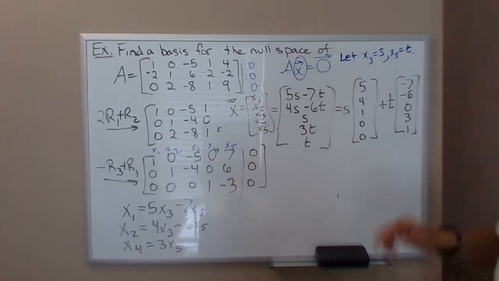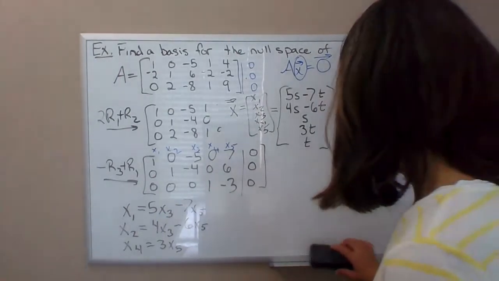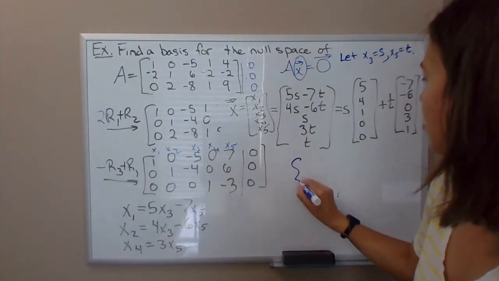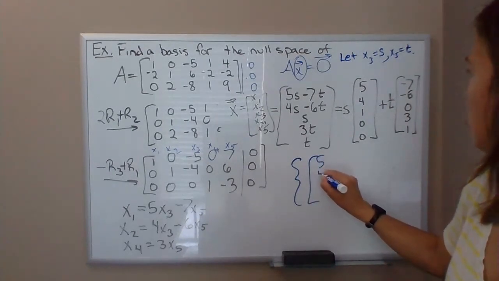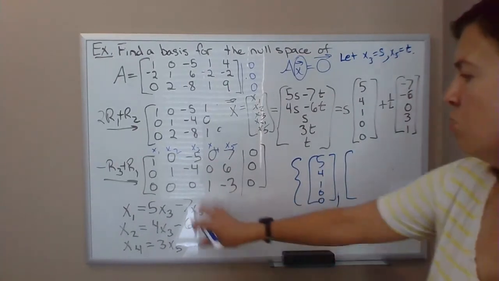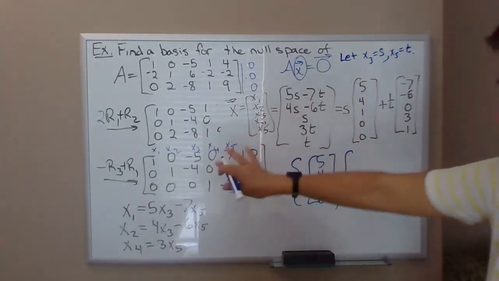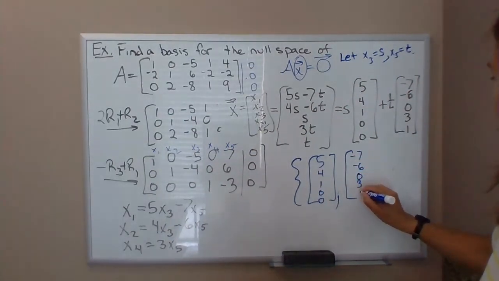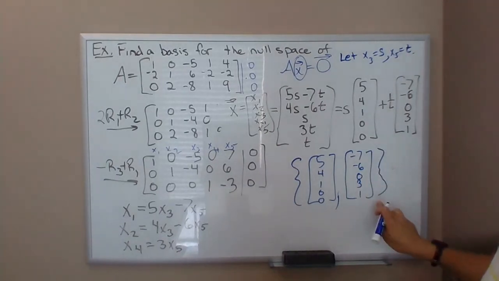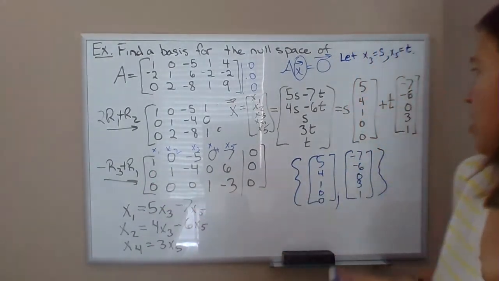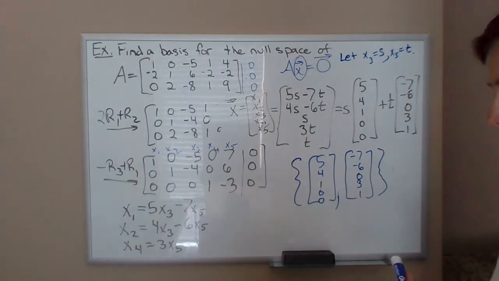That means that this right here is your basis. So a basis for the null space of A is the collection containing these two vectors. And in general, this is how you find a basis for a null space. When you find the null space, write it in parametric form, then these vectors from your parametric form will constitute a basis, because they're always going to be linearly independent and they will always span the vector space.